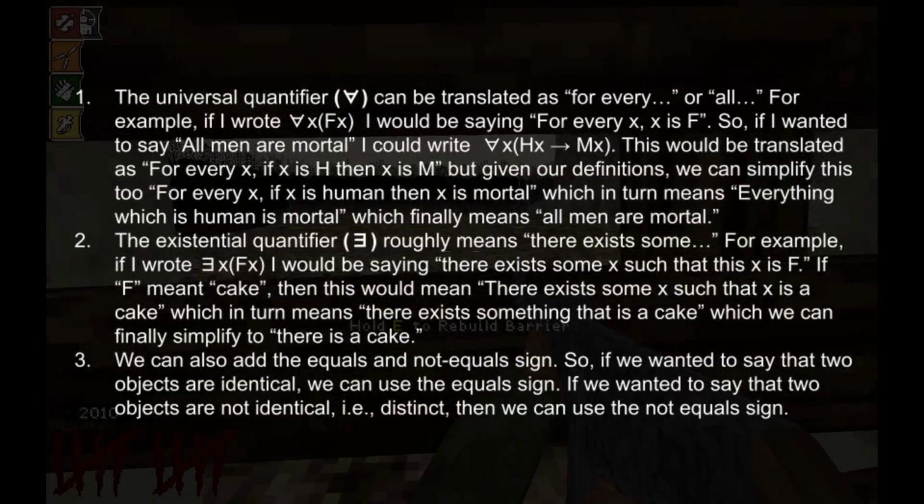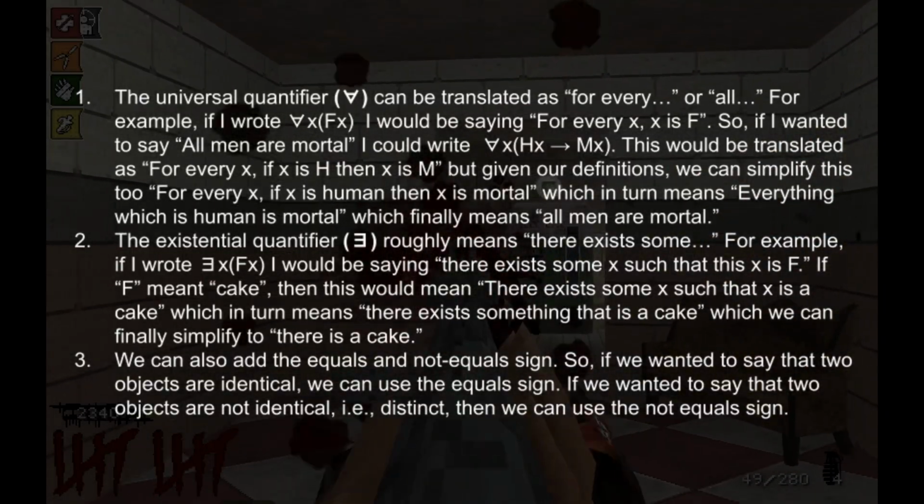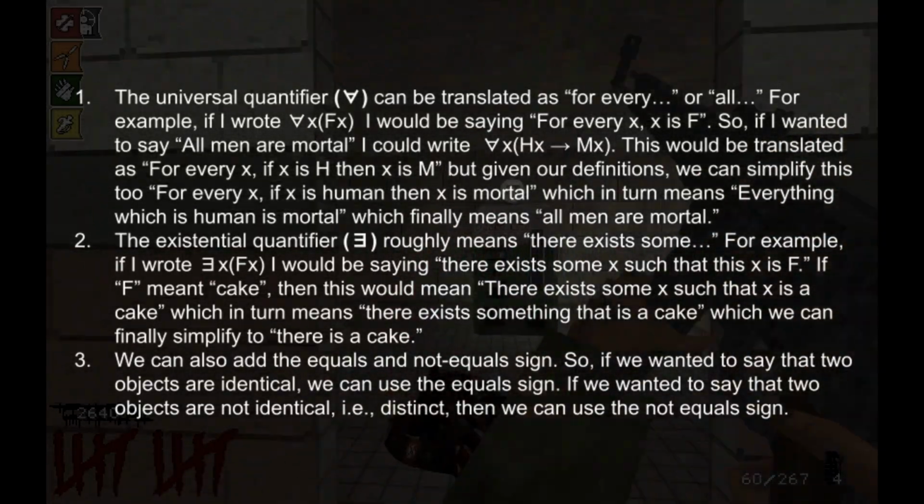Now, finally, we can add an equal sign and a not equal sign. So if we wanted to say that two objects are identical, we can use the equal sign, and vice versa.